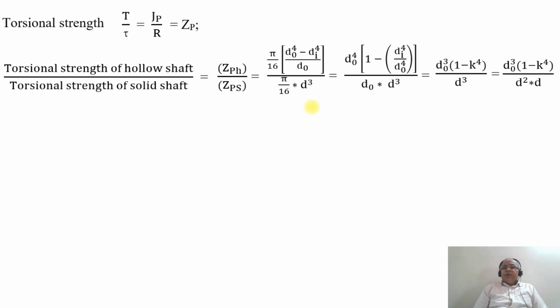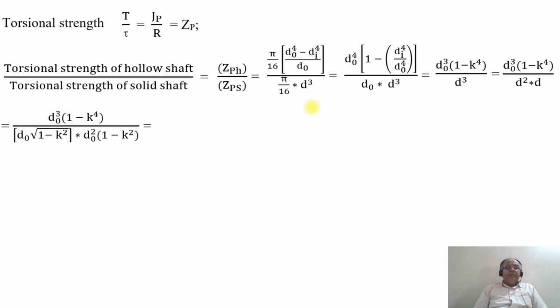So what is d cube? You can write d cube as d square into d. Therefore, it can be written as d naught cube into 1 minus k to the power of 4, divided by d square into d. Substitute the value of d which we got from the earlier step. So that is d naught cube into 1 minus k to the power of 4, divided by d naught into the square root of 1 minus k square, into d naught square into 1 minus k square. d naught square into d naught becomes d naught cube, and this cancels with the d naught cube in the numerator.